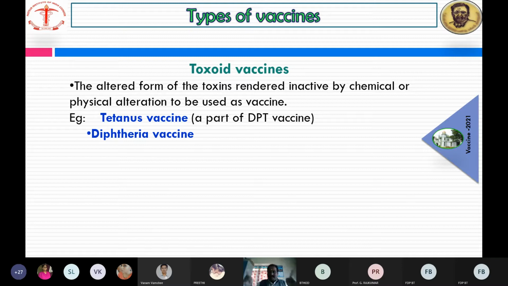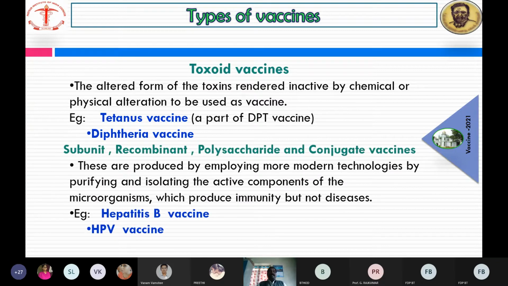Sometimes that separated toxoid can revert and form a toxin again. That's why it is kept for 57 days at 37-degree temperature. So that is called the diphtheria vaccine, a toxoid-based vaccine. And next is using a different kind of modern technique. Either it's a subunit vaccine, or a recombinant vaccine, or a polysaccharide vaccine, or a conjugate vaccine.